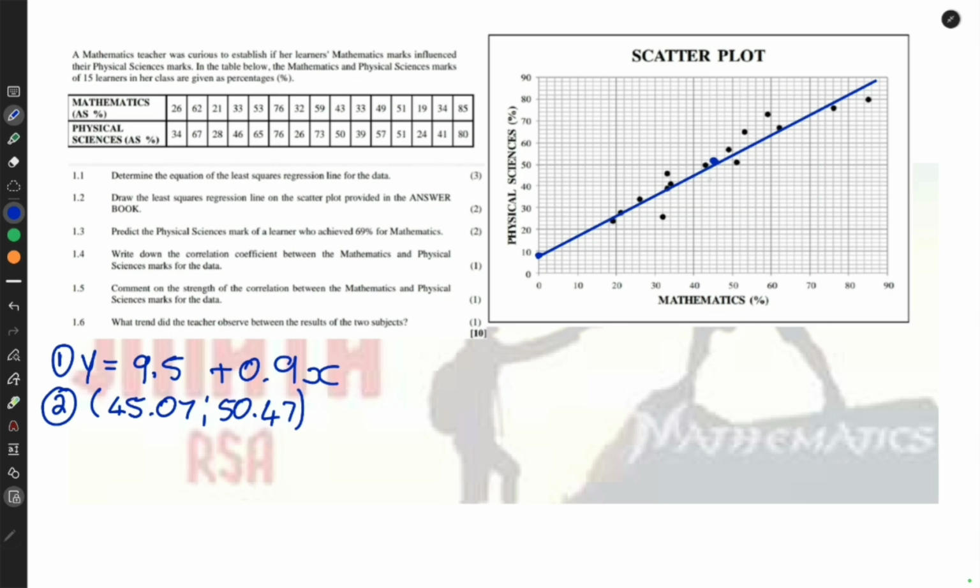With this, you can just write in that coordinate for your teacher. They will really appreciate it. So (45.07; 50.47). And then there I can just write that A was 9.5. Great, for that I would get 2 marks.